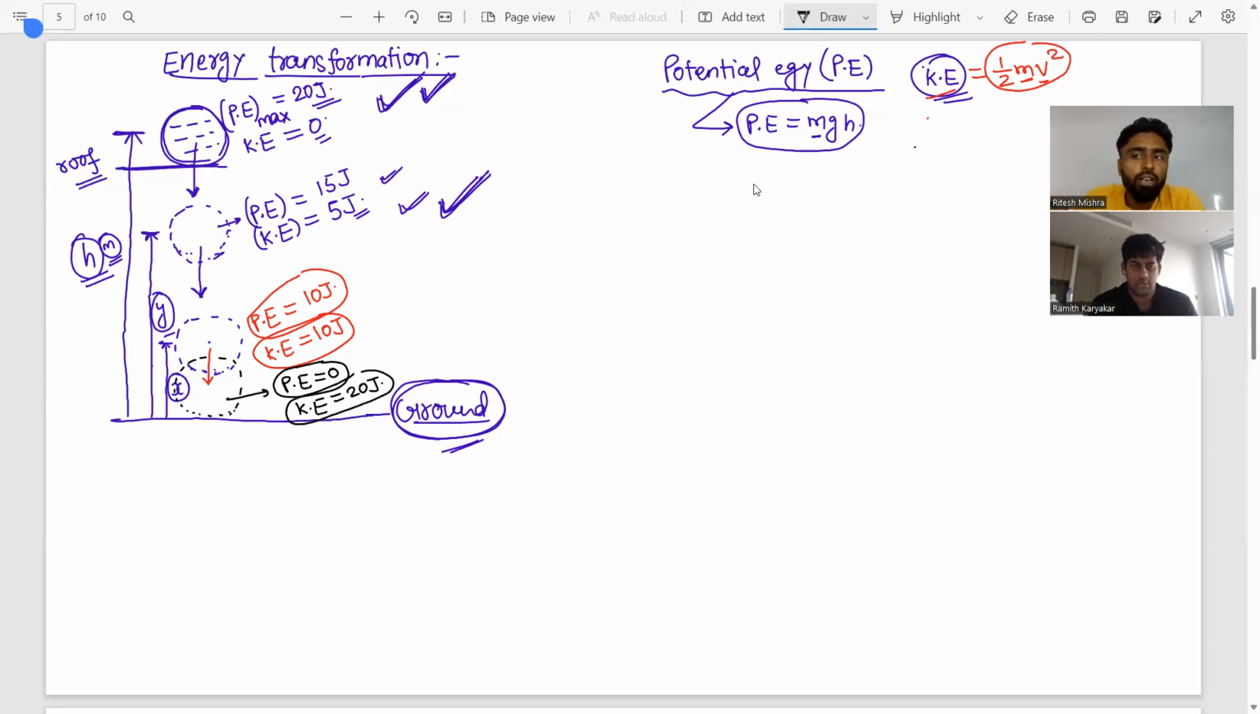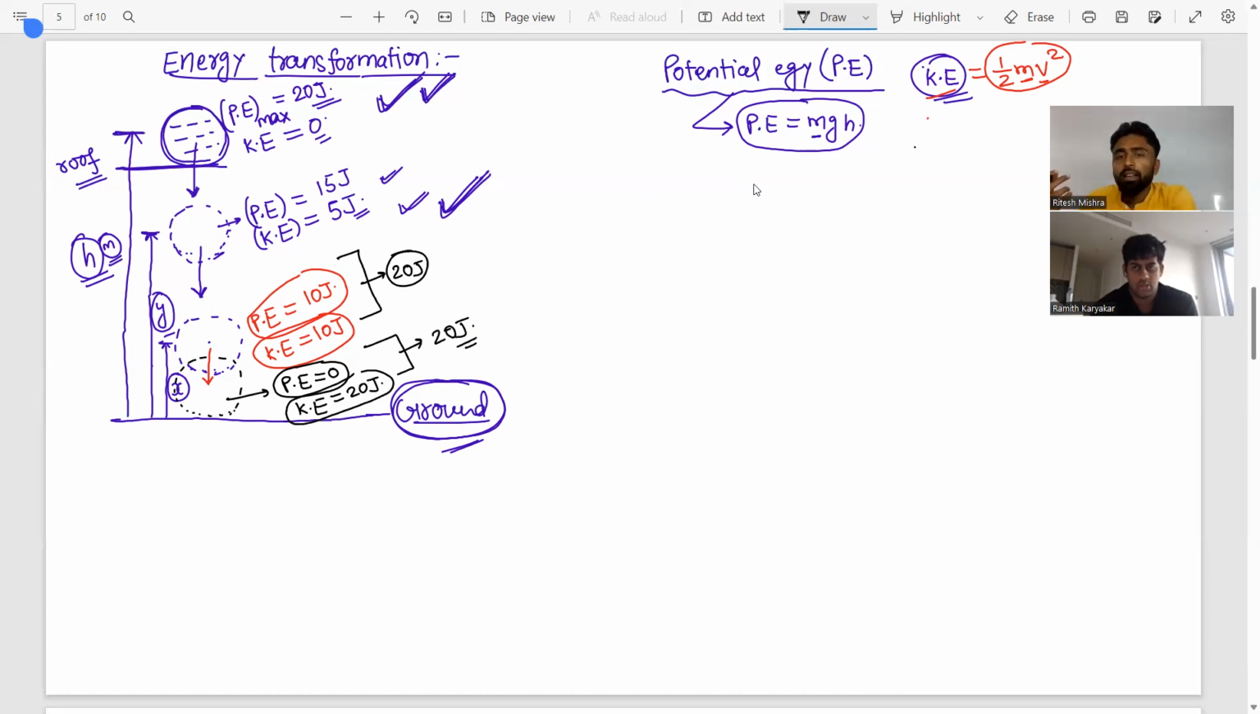Here at every position, as you see, total energy is 20 joule. Here also total energy is 20 joule. At every position, the total energy is 20 joule. That means total energy is conserved. Here potential energy is converted into kinetic energy. Means one form of energy is transformed into other forms of energy. So this is the conservation of energy.